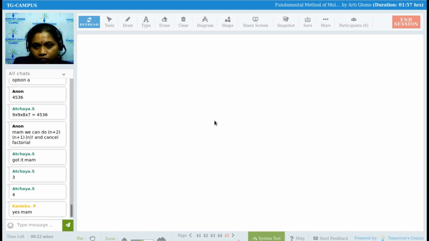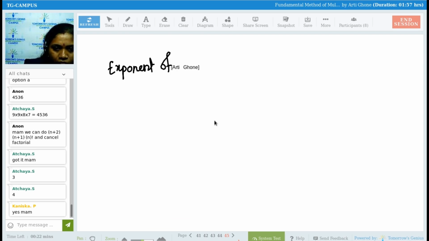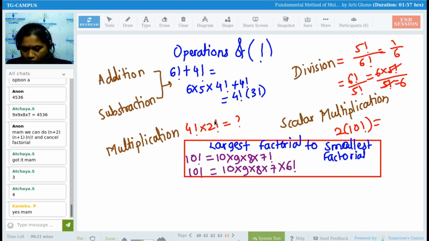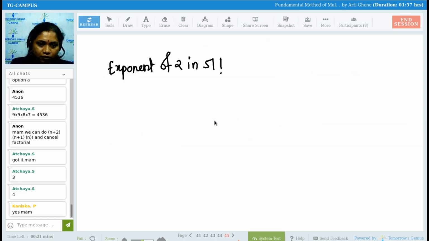Now everyone answer this one. Exponent of 2 in 51 factorial. Everybody try this one. Do you want that formula, or is it remembered? 51 upon 2, greatest integer function, plus 51 upon 2 square, greatest integer function, and so on. You keep going until the denominator is greater than 51. Clear? Okay, do it.